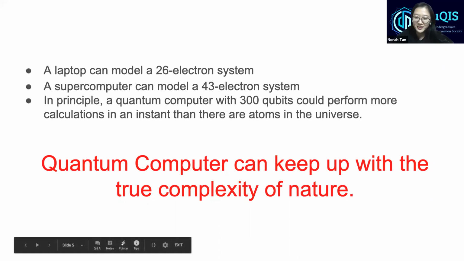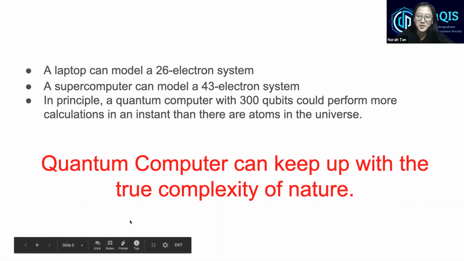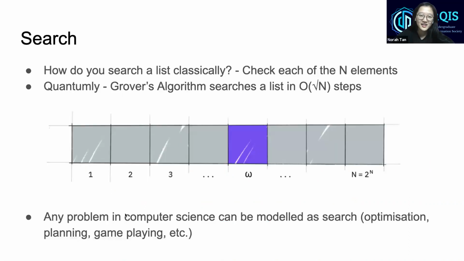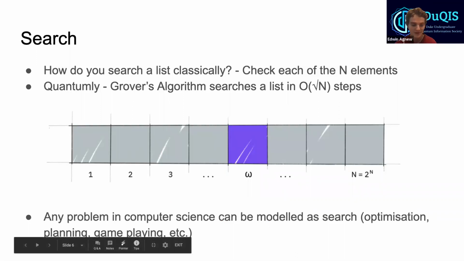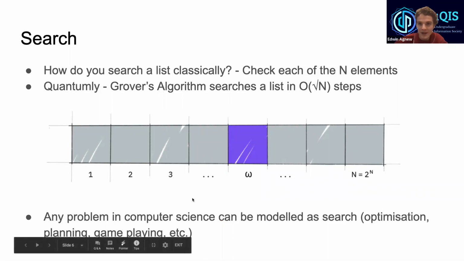So we just talked about quantum simulation, and I'll have Edwin introduce you to some other interesting things that a quantum computer can do that a classical computer couldn't. Thank you. As Nora was saying, quantum computers are very good at simulating quantum systems, but there are also many other things they can do. One of these is searching.